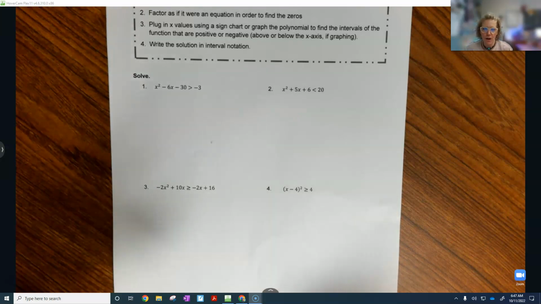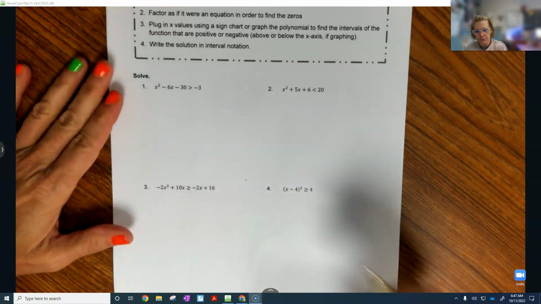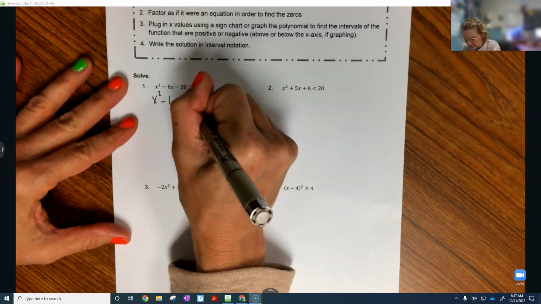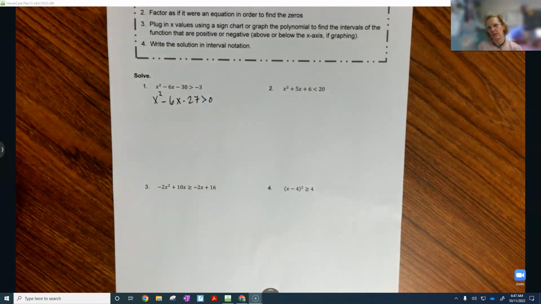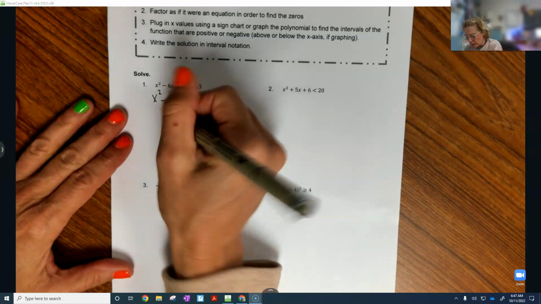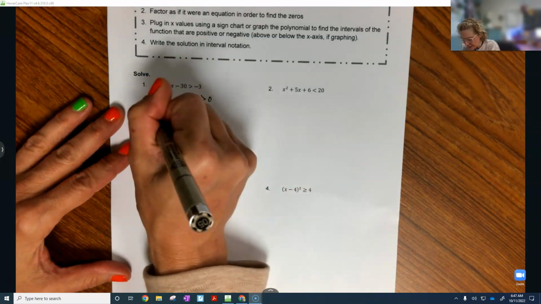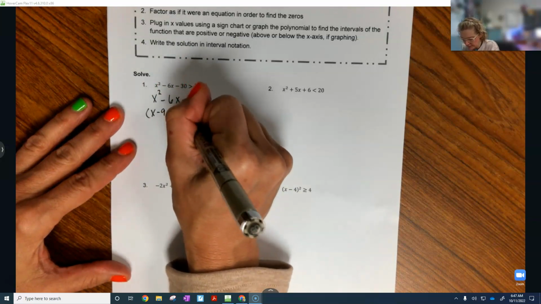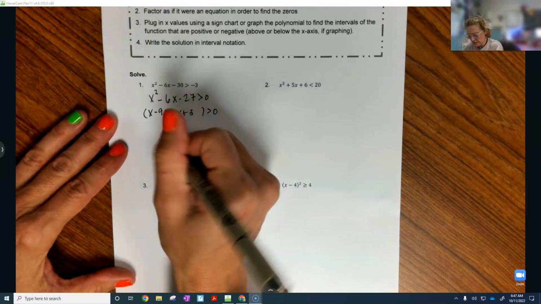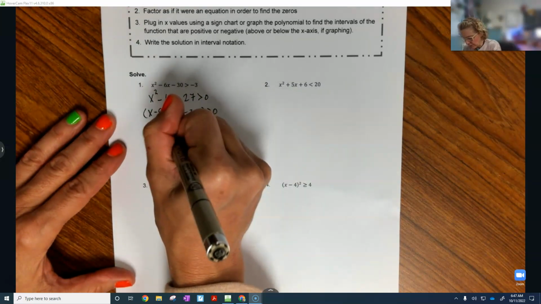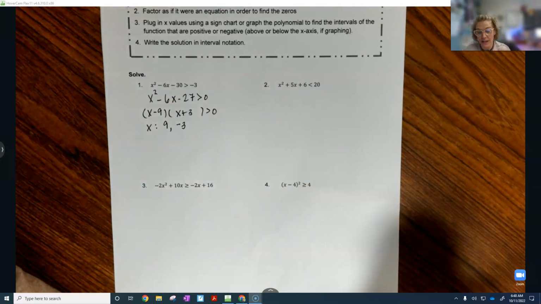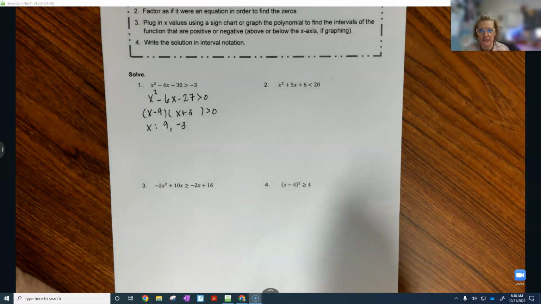So that -3 for problem 1 is going to get moved over. Remember, it's going to be a positive 3. So this is going to be x squared minus 6x minus 27, and that has to be greater than 0. What that means is our outputs have to be greater than 0. So, of course, this is going to factor to (x minus 9)(x plus 3). Remember, it has to be greater than 0. So our x values, our inputs, are going to be a positive 9 and a -3. And remember, it's a quadratic, so those x values, those are x-intercepts.